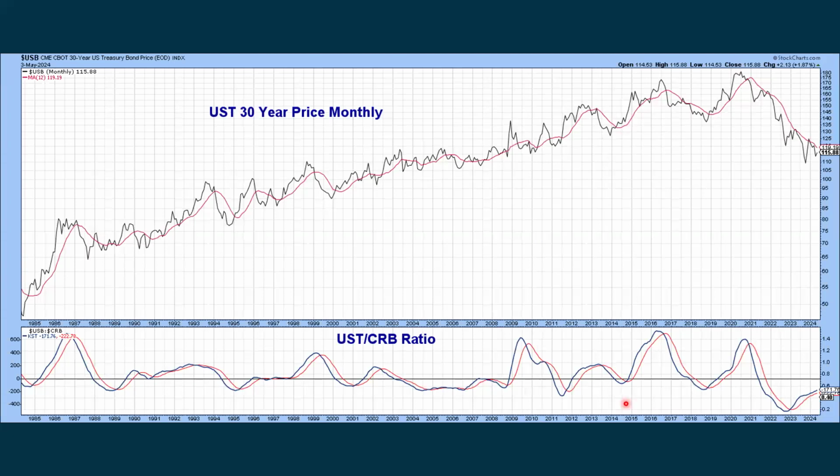We'll look at a monthly chart of the 30-year ETF based on price, where it's been going down based on volume, and it has been going down, and it's below the moving average, and the moving average is declining. But when we compare it to commodities, it's still going up on this monthly chart.